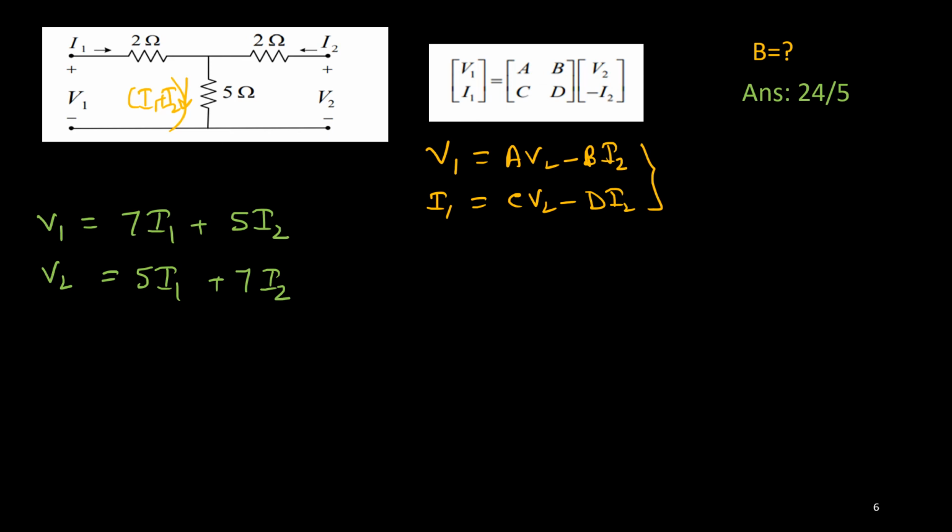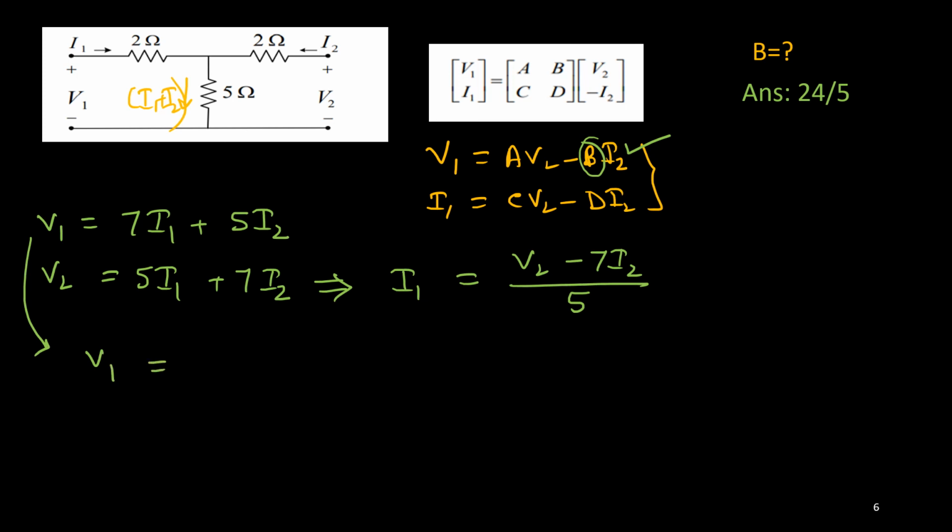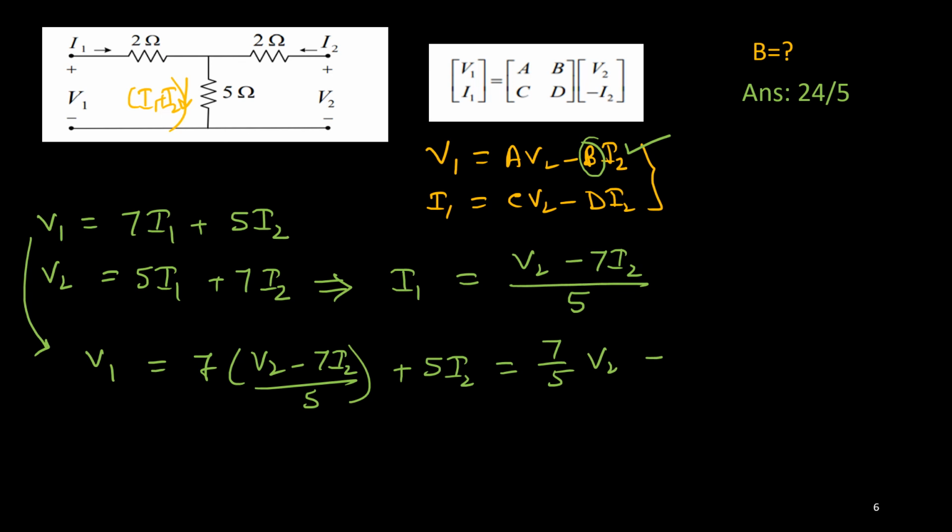Okay. So I need to find out this one, this B. So I have to get this equation. Okay. So from here, what we'll do, we'll find I1. That is V2 minus 7 I2 upon 5. So then from this equation, V1 I'll get 7 I1, and I1 I can replace by V2 minus 7 I2 by 5, plus 5 I2. I need to simplify it. So it is 7 by 5 V2 minus, this is your 49 by 5 I2 plus 5 I2.